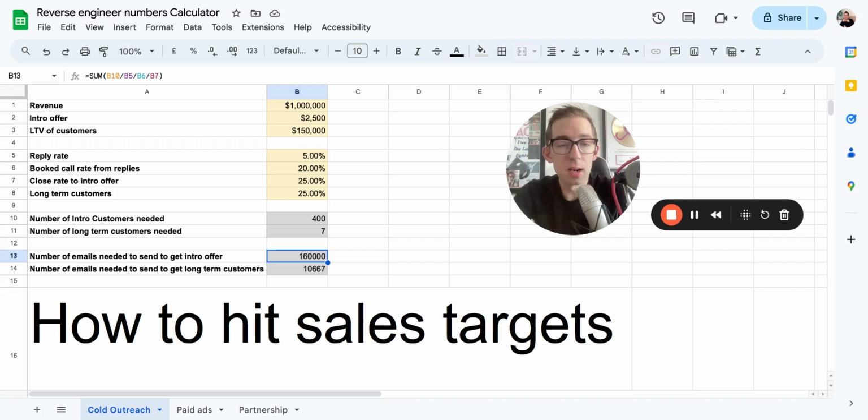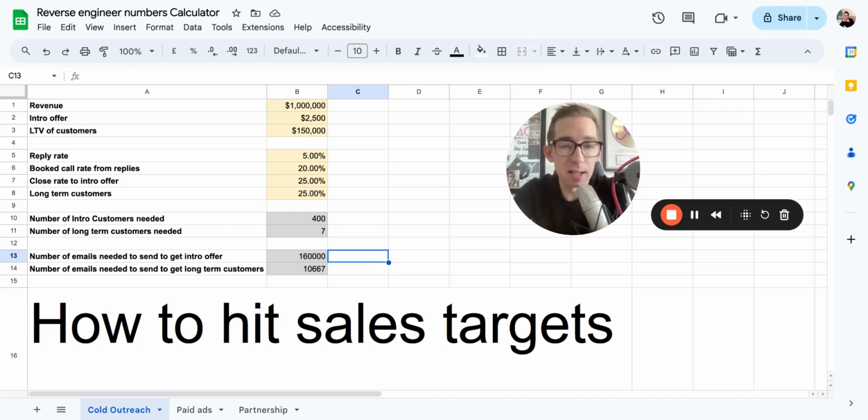Now, if you're sending an offer and you're like, actually, that offer is only applicable to 2,000 people, then that's a problem, right? Because you haven't got a big enough market to go at. So when you're doing an intro offer, you want to make it broad enough in order to be able to send this many emails.